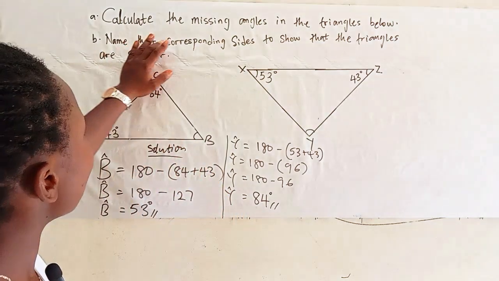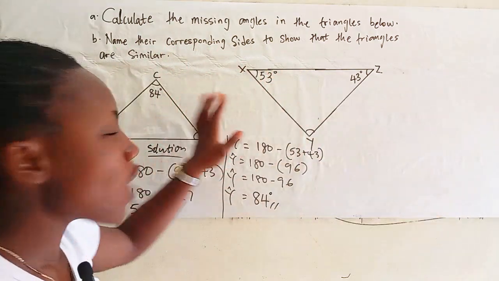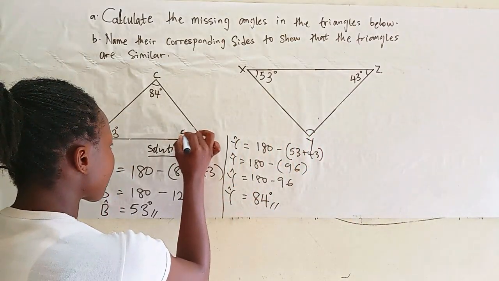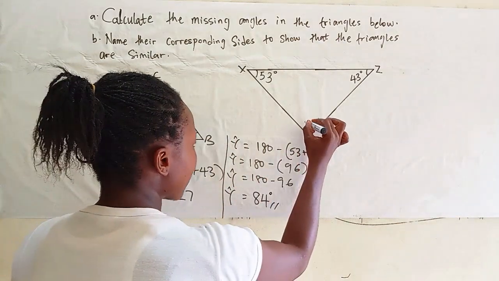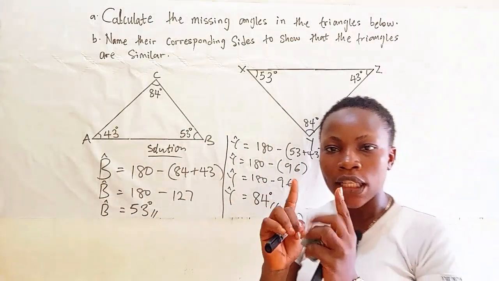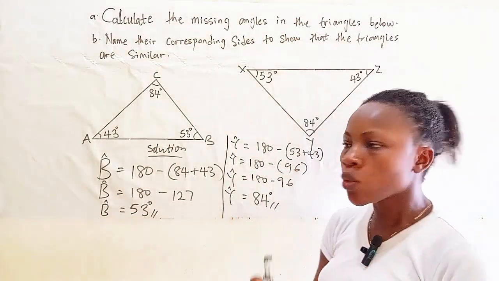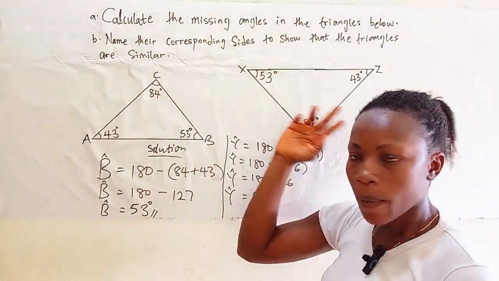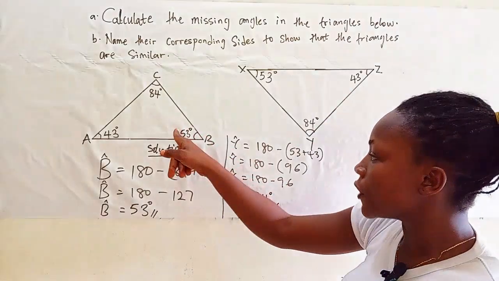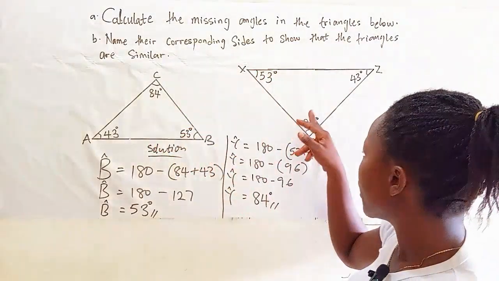Now, let's name their corresponding sides to show that these two are similar. Okay? First of all, let's put this. Our B is 53, while our Y is 84. Alright? Now, pay attention to this. In naming them, if you watch, we have equal angles here. We have 43 here, we have 43 here. We have 53 here, we have 53 here. We have 84 here, we have 84 here.